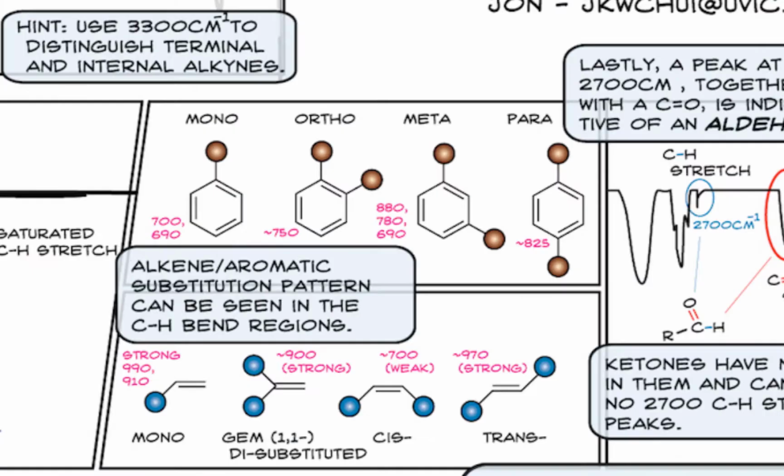You can also use the same technology to tell where groups are hanging off of a cyclic molecule. So this is a cyclic molecule. It's got little brown dots there. So you can have one of them. You can have two of them right next to each other. You can have two of them in the meta state. And then you can have the para state where they're directly across from each other.